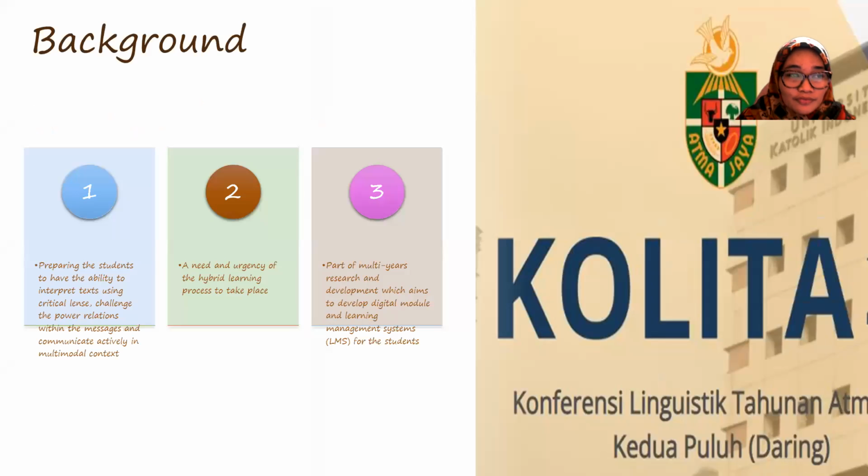So the background of this study is that the preparation for the students to have the ability to interpret the text by using the critical lens, challenge the power relation within the messages and communicate actively in the context. So there is a need and urgency in the hybrid learning process to take place. And this research is a part of multi-year research and development which aims to develop digital models and a learning management system for the students.